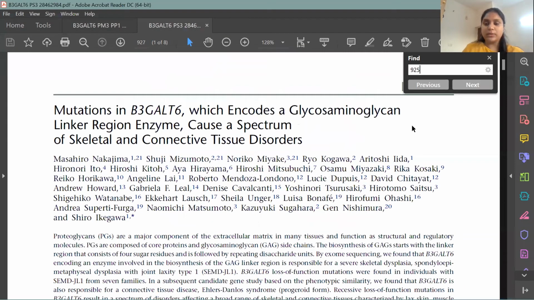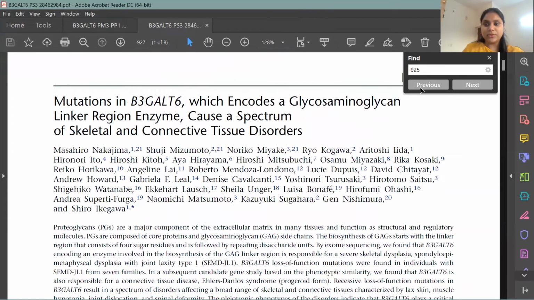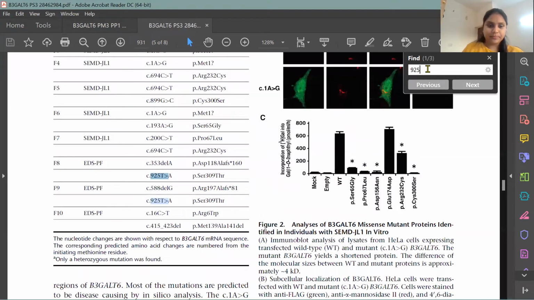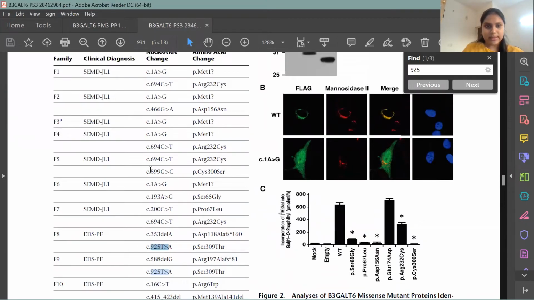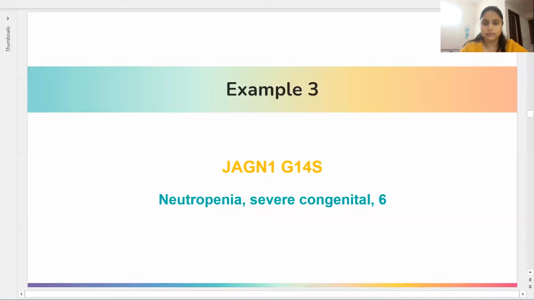I have already downloaded the paper and kept, and I will search using the cDNA position, that is 925. So from this table, I can see that. So the next variant is G14S from JAGN1 gene, which causes severe congenital neutropenia.